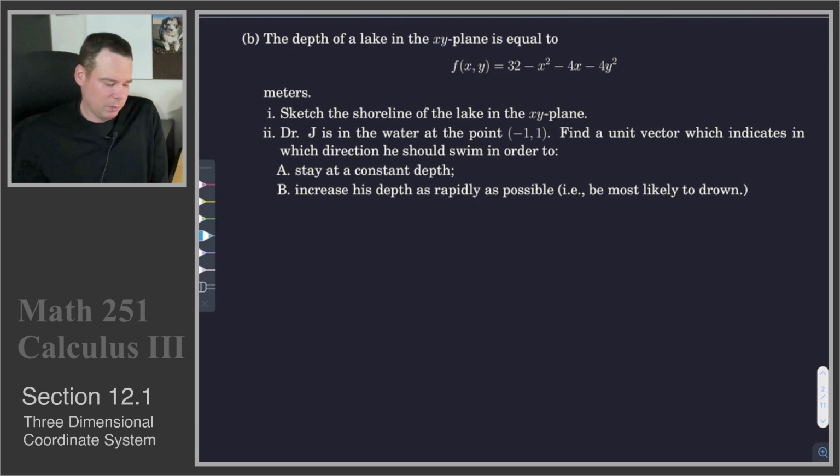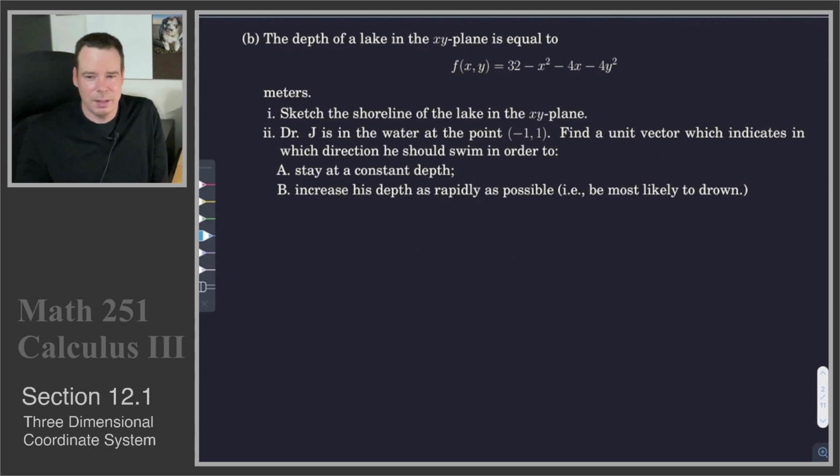Here we've got a depth of a lake in the xy plane is given by this expression. So f of x y, the depth at the point x y, is given by 32 minus x squared minus 4x minus 4y squared. So you may not have dealt with functions of two variables before. In this course we're going to be all about dealing with functions of two or more variables. But this might be your first exposure to it, and that's fine.